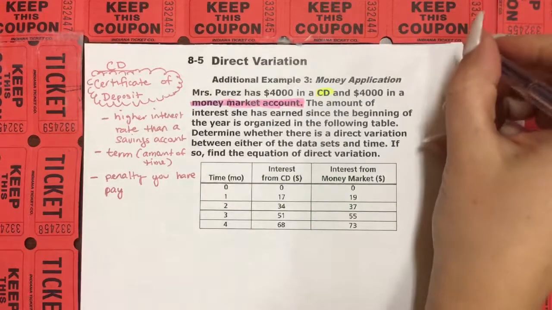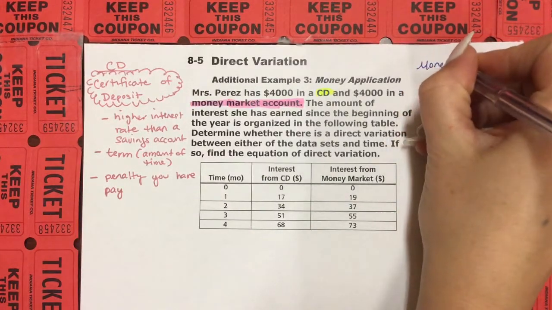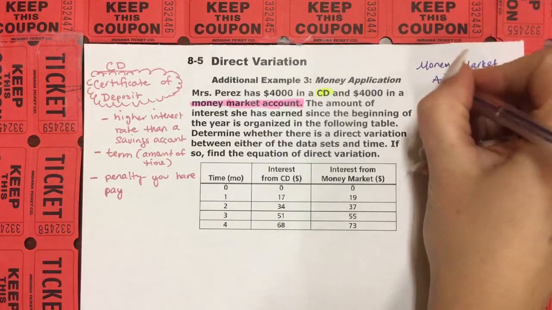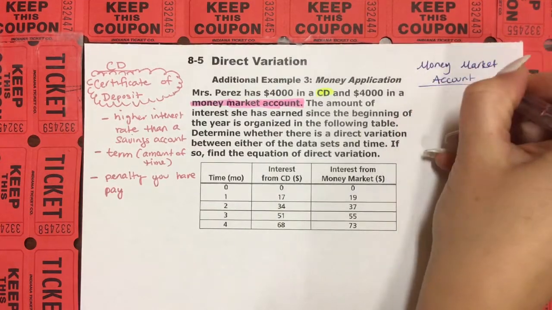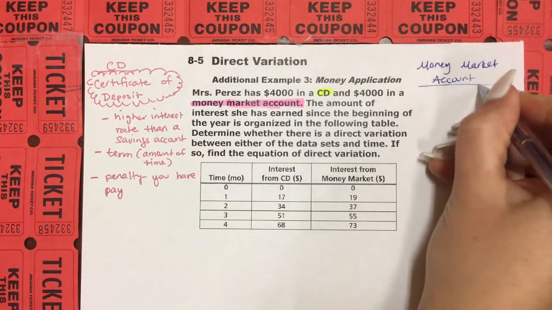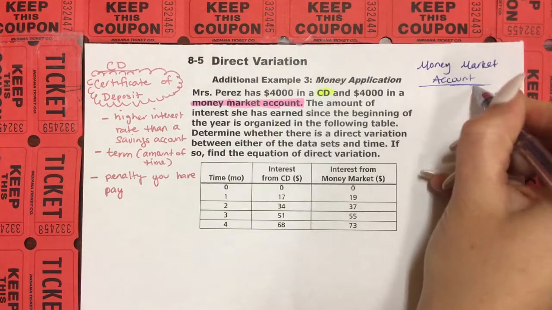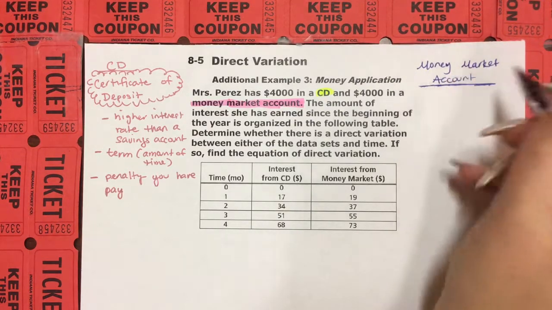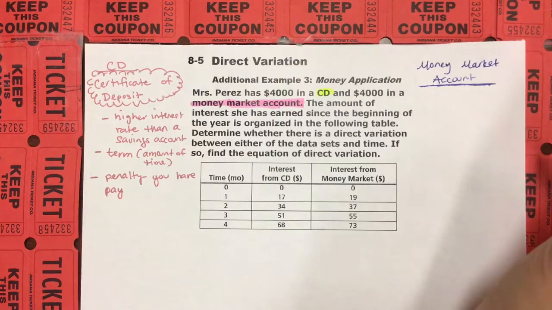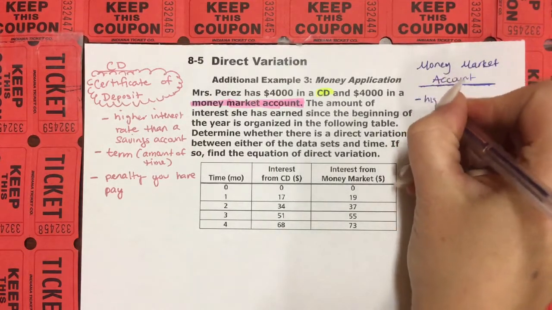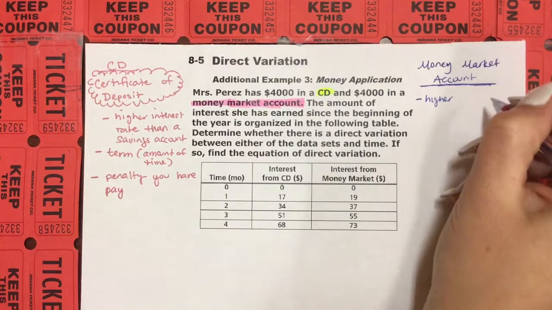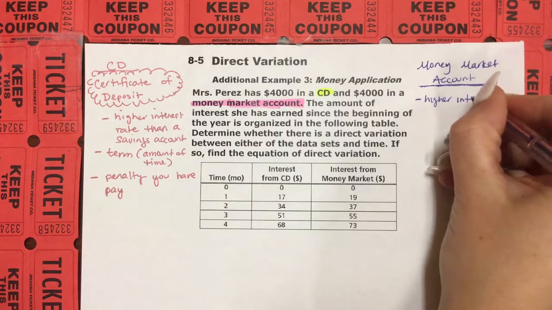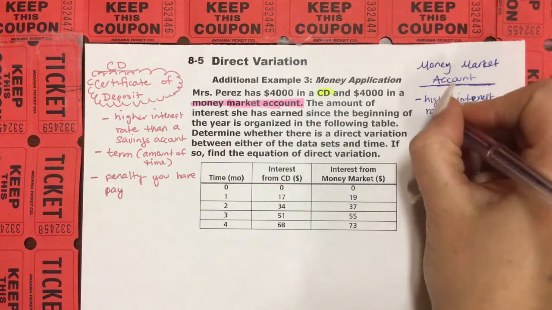And I had to research this because I didn't even really know what a money market account was, but it is actually the same type of thing. It's better than a savings account, so you can get a higher interest rate on it. So that's the same as the CD, higher interest rate. Okay.